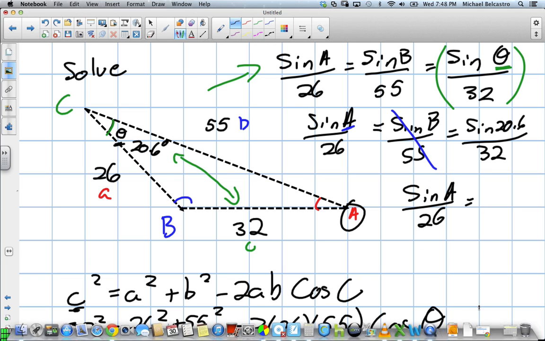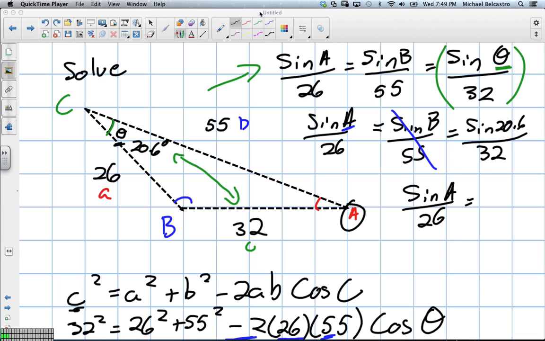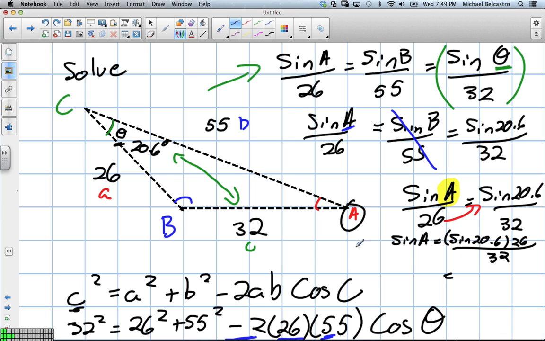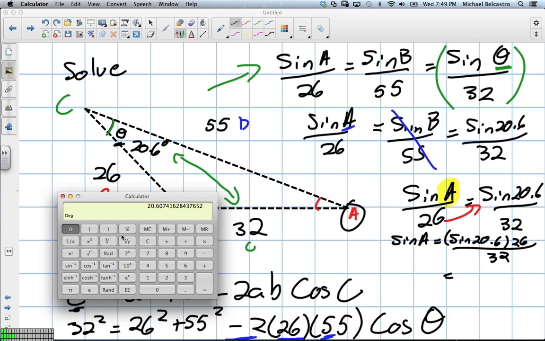I'm just going to pause this for a sec. Okay, sine A over 26 is equal to sine 20.6 over 32. Well, same idea. We're still trying to get angle A in this case. So what I'm going to do is I'm going to bring 26 over. And when I bring it over, we're running out of room. I'm going to try to squeeze it in here. Sine A is equal to sine 20.6 multiplied by 26. And all of that is divided by 32. Okay? So I'm going to figure that all out right now before I do anything else.